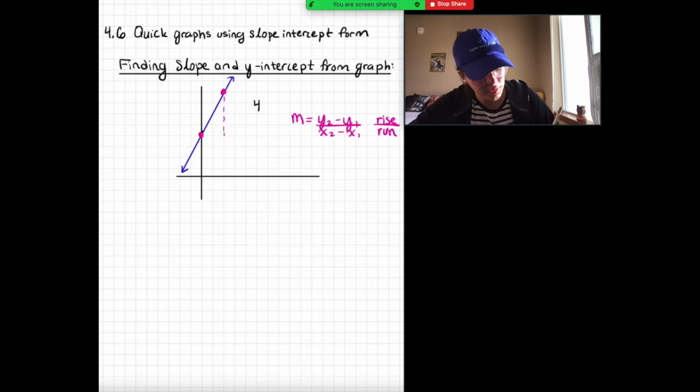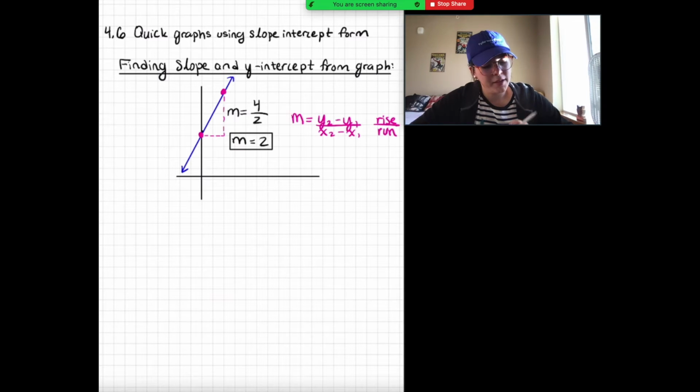To find our run, all we have to do is look at the difference in our x values. So from here to here. Well, this would be, starting at our point, 1, 2. So our run would be 2. So our slope is rise over run, which is 4 over 2. So our slope is 2.